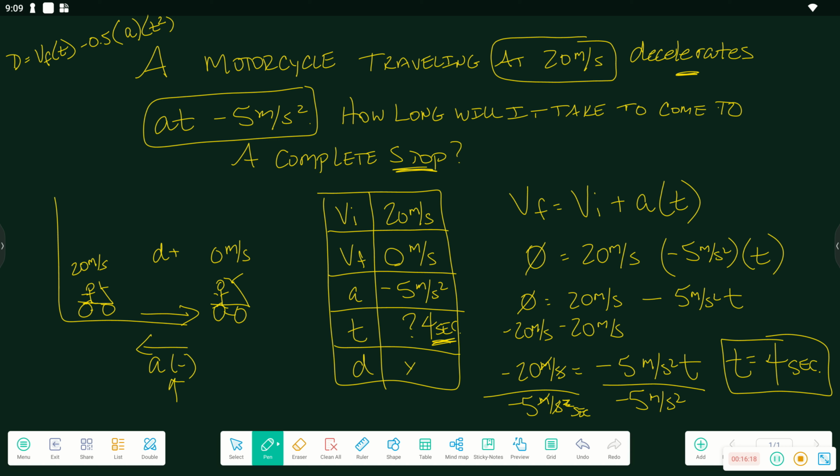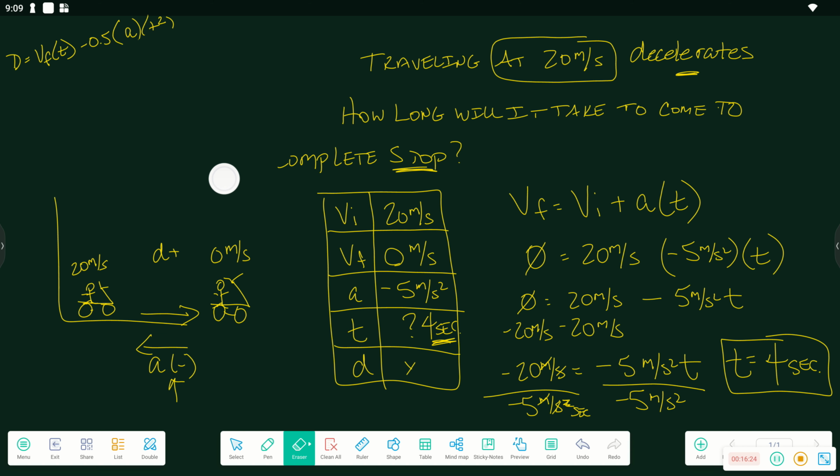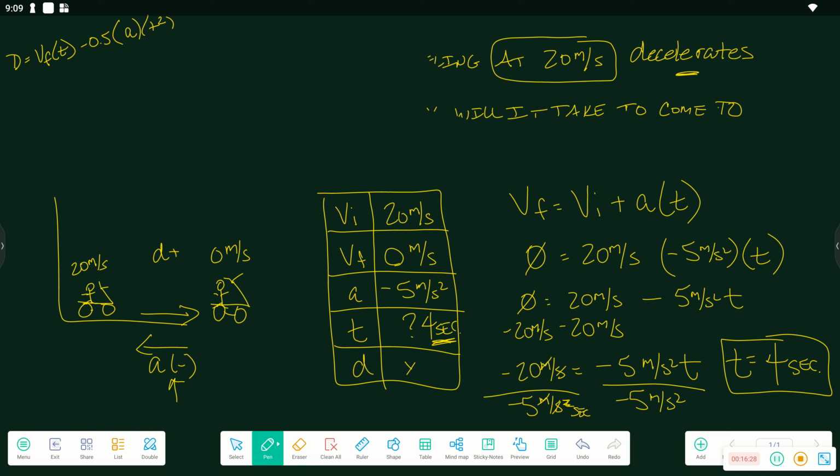So if we're using that, we can get rid of some of this because we already know the problem and we're just solving for distance here. Okay? We're solving for distance. So distance is what we're solving for. Your final velocity is 0. Your time is 4 seconds minus 0.5 times negative 5 meters per second squared times 4 squared.